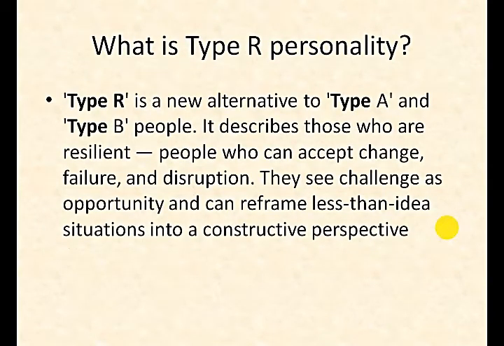What is Type C personality? Type C is a new alternative to Type A and B people. It describes those who are resilient, people who can accept change, failure, and disruption. They see challenge as opportunity and can reframe a less than ideal situation into a constructive perspective.